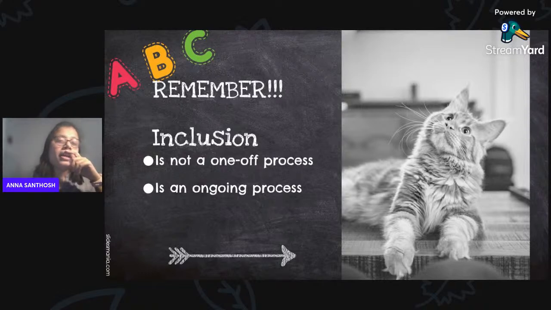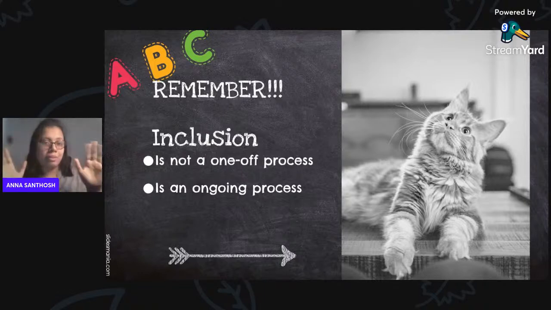And remember, inclusion is not a one-off process, it is an ongoing process. It's not like, okay, today I tried a new teaching strategy for a student with ADHD in my classroom, so this is part of inclusive education and now I have completed that. It is not ending there. It is not stopping there. It is an ongoing process. You cannot follow the same strategy throughout the year, or even throughout the week. It should be changing. It should be innovative. You have to come up with new strategies, or adaptation and modification of the curriculum.